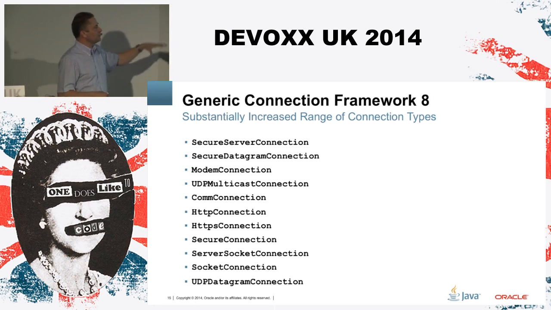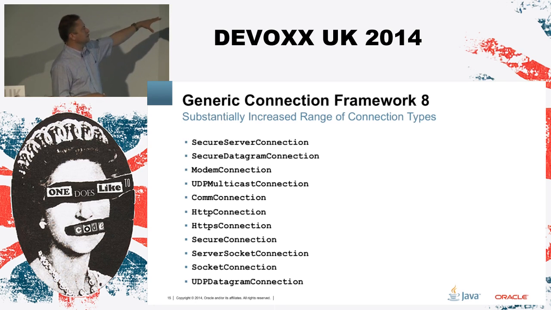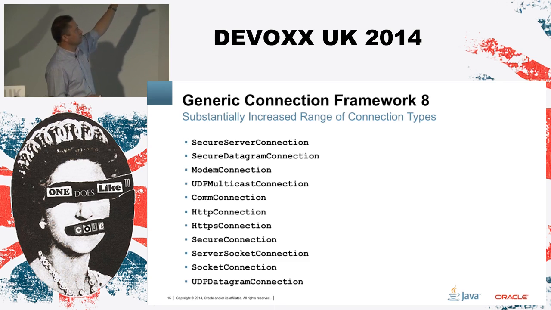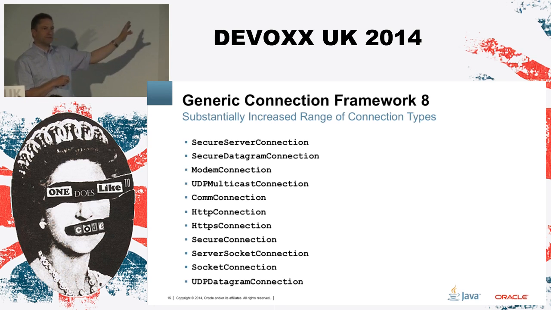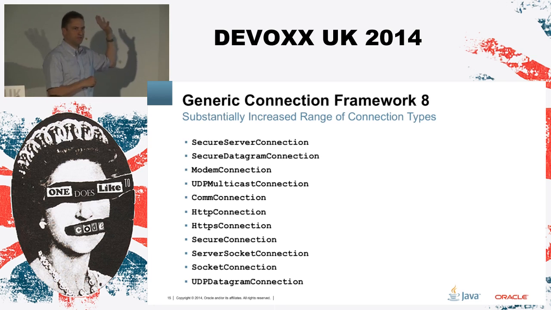And these are a lot of the new things that we've introduced in Java ME 8. So there's things like an HTTP connection now. You've got a modem connection. There's secure datagram connections and all sorts of things like that. So this is a more flexible way of enabling you to connect to different types of things, whether it's through web services, whether it's through a serial line, whether it's over a network or whatever.